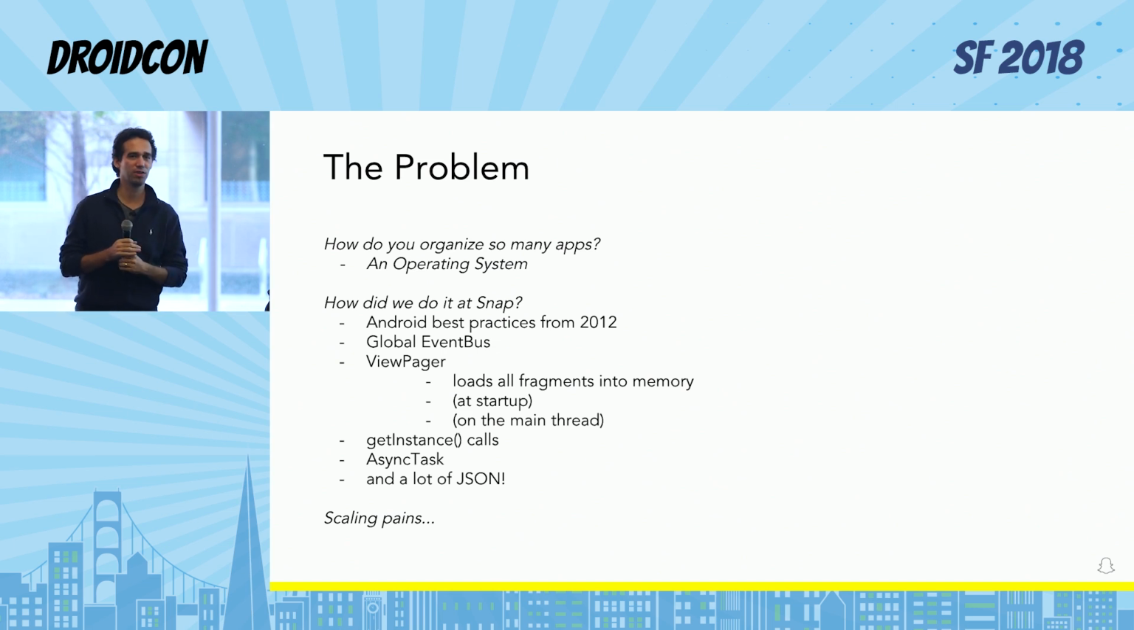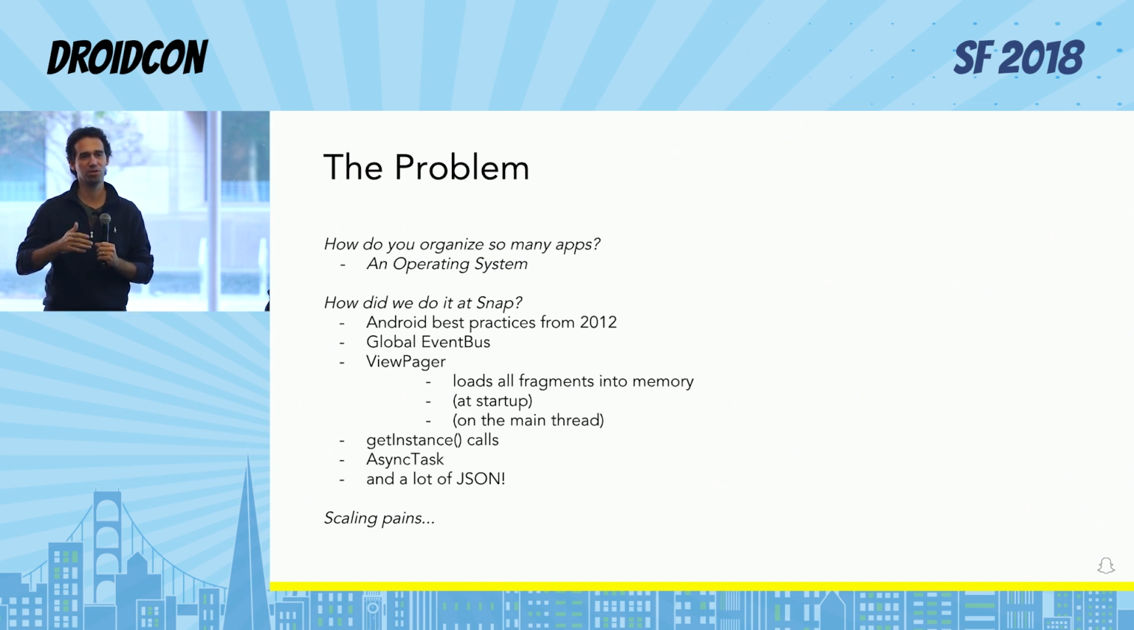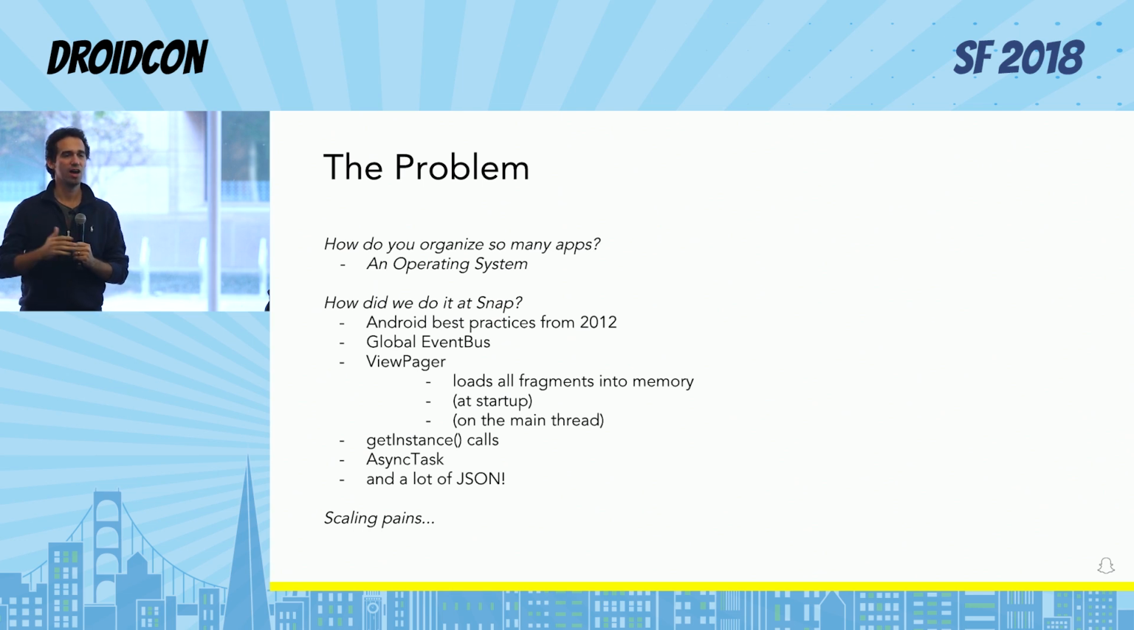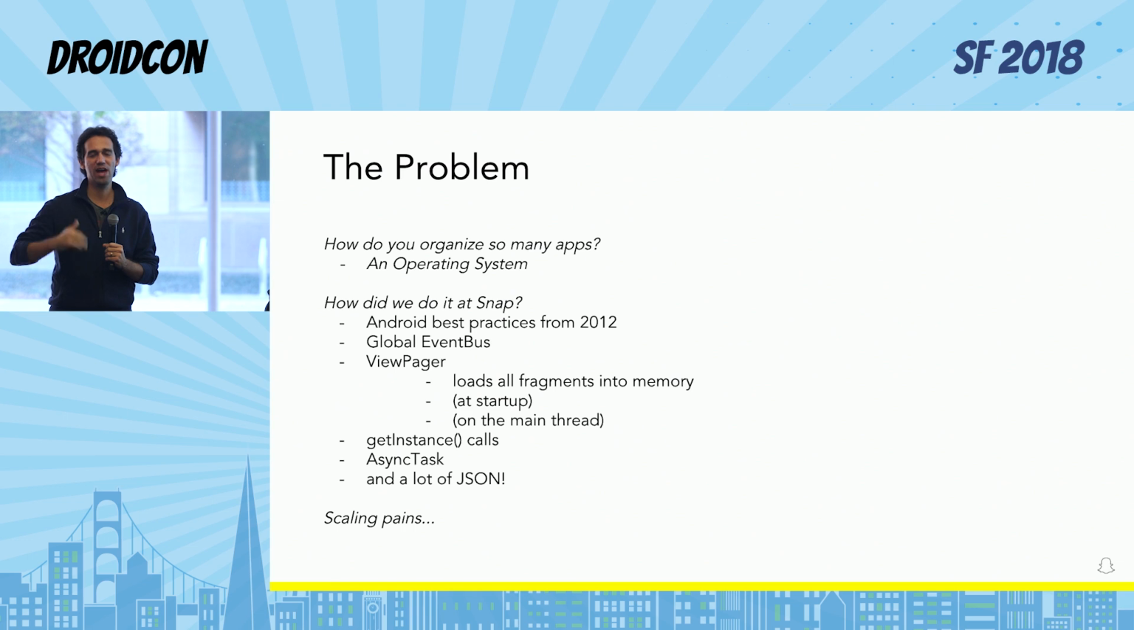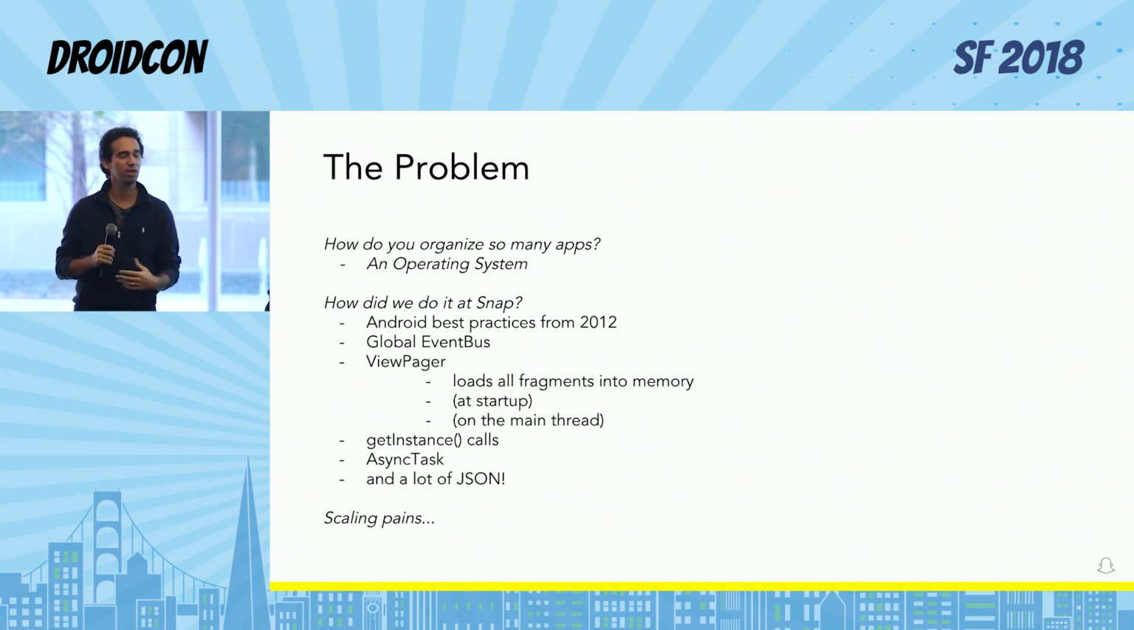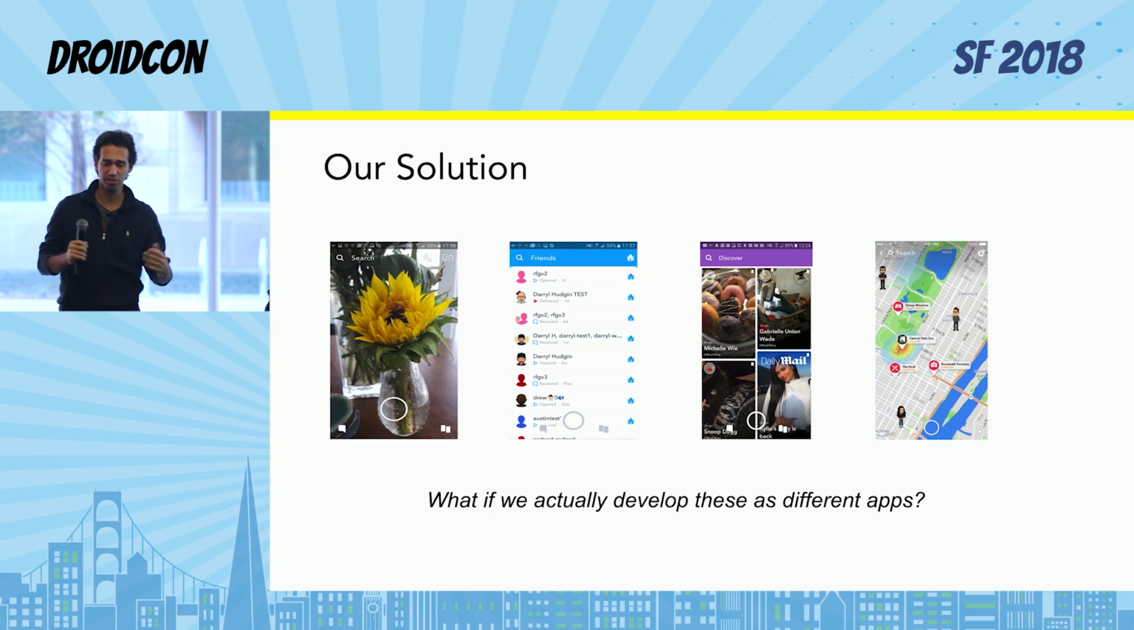I think what was specific to Snap was how quickly we grew from being an app with a few thousand users to hundreds of millions, how many features we had to put in the app to support those users, and how fast we did all of this without really taking the time to take a step back and rethink our architecture. So we took scaling pains.